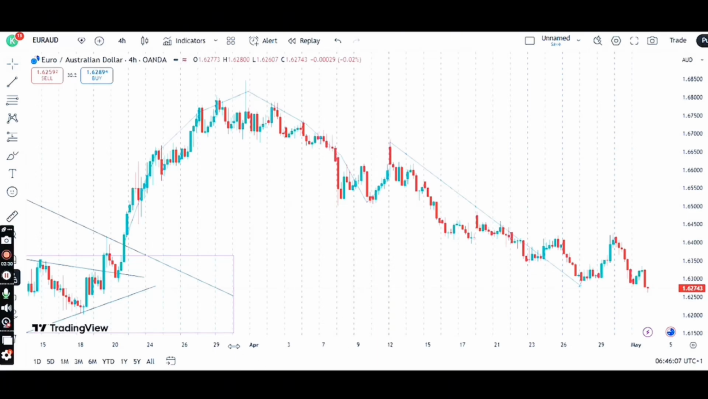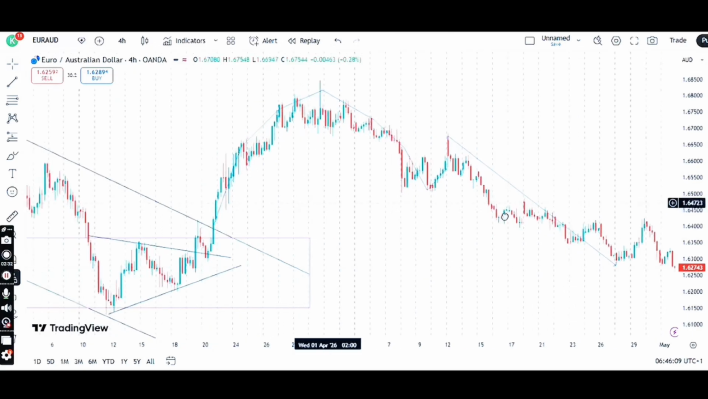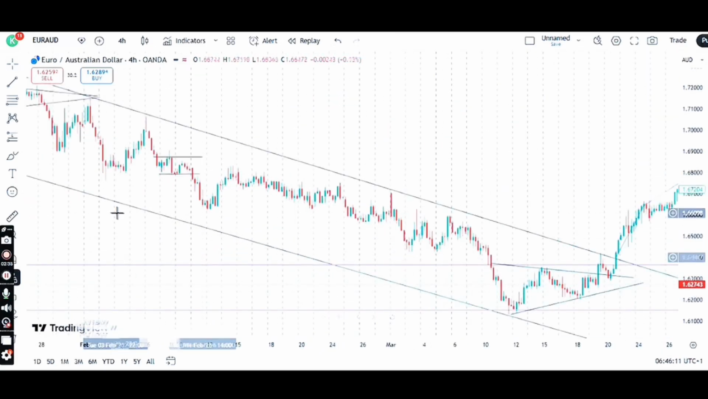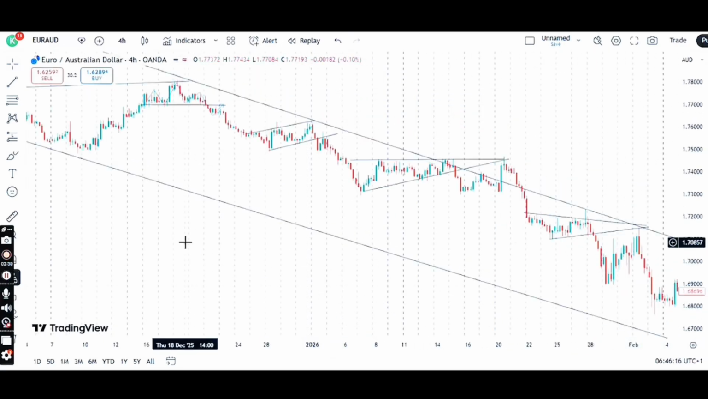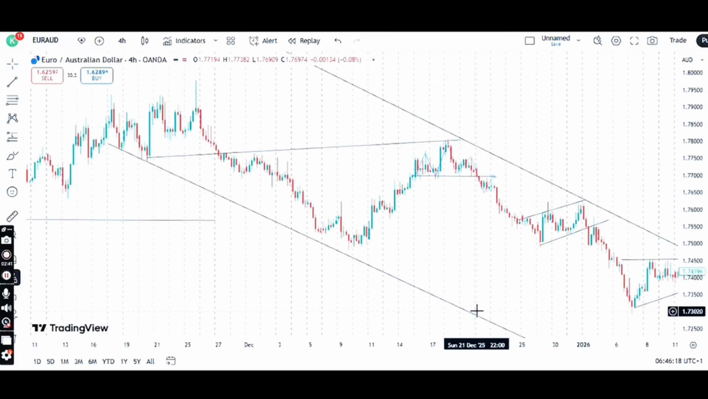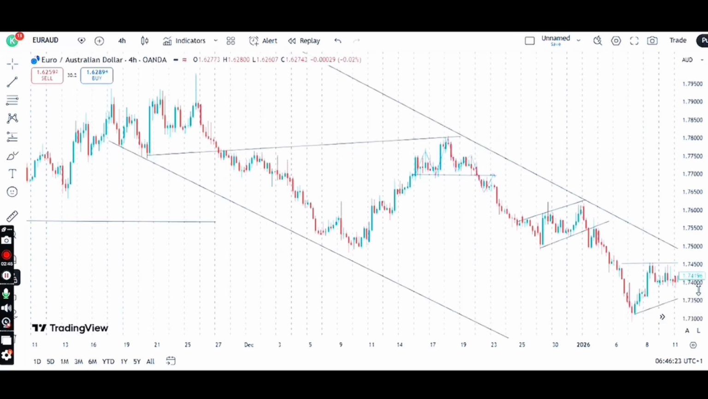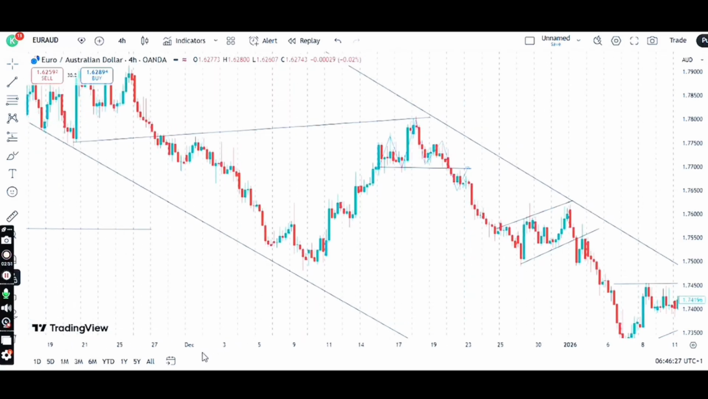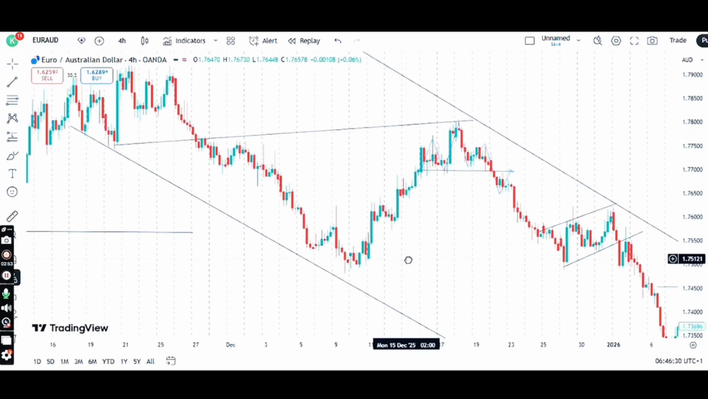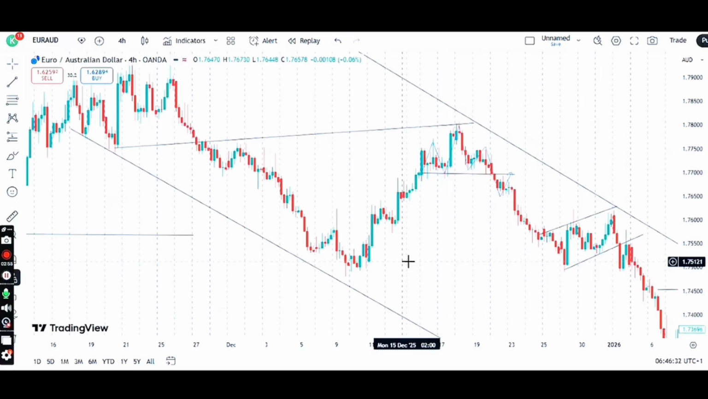I'm going to kind of bring this closer. So let me start from this particular point and explain to you what happened and how we can use these patterns. So these patterns appear every time in the market. It's just for you to know different patterns in forex trading and also how to identify them in the market.